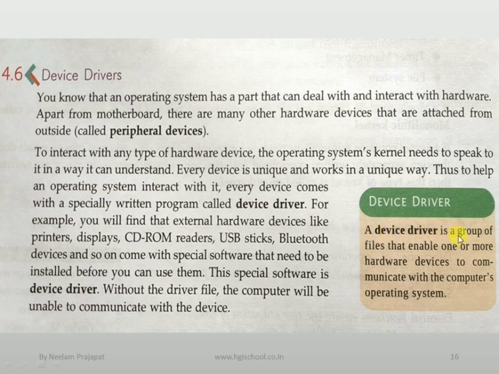So device drivers are a group of files that enable one or more hardware devices to communicate with the computer operating systems. Got it? Device drivers are actually software. These are utility software. I told you earlier, utility software in the types of software chapter, third chapter. So the device drivers are utility software which help in the smooth functioning of the system. We will be able to use a printer or any other device that we have purchased when the device drivers are installed in the PC. Got it?